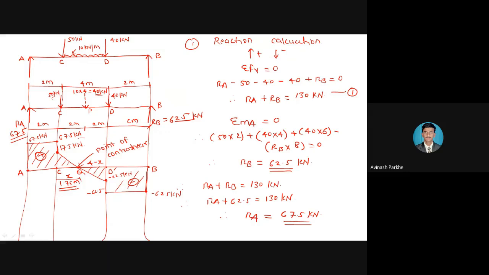Okay. Now we'll go for the BM calculation. Again, clockwise movement positive, anti-clockwise movement negative. Start with the first point. BM at A, end point is there. I will write directly 0 kilonewton meter.